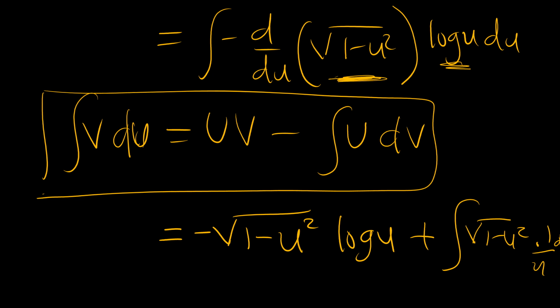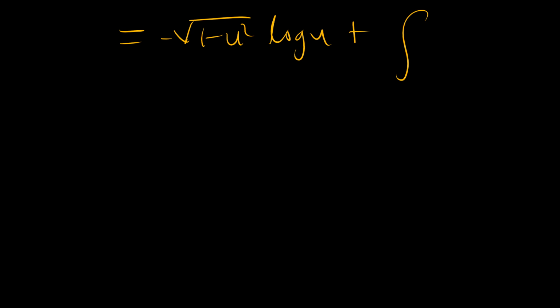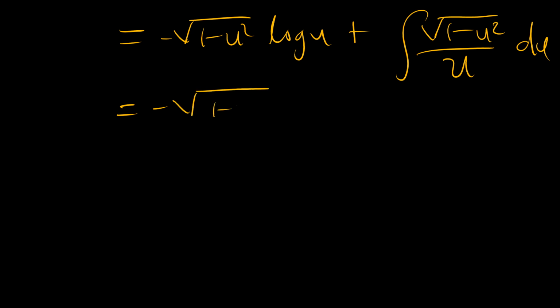So our problem now becomes negative the square root of 1 minus u squared times the natural logarithm of u, plus the integral of the square root of 1 minus u squared over u du. This is interesting. I would now like to rewrite it in such a way that we have two integrals, and we use the color blue to demarcate our second integral.